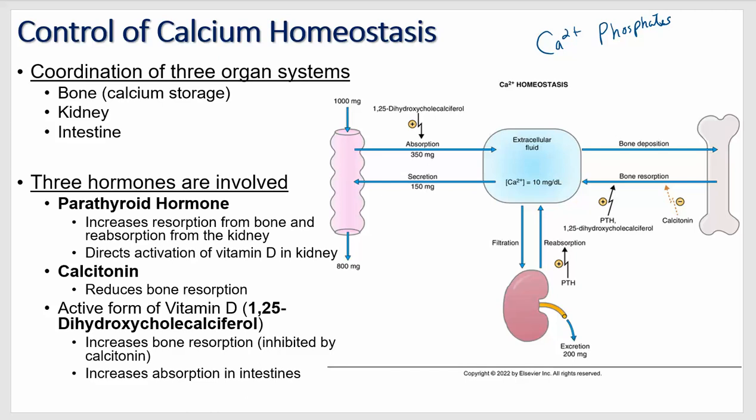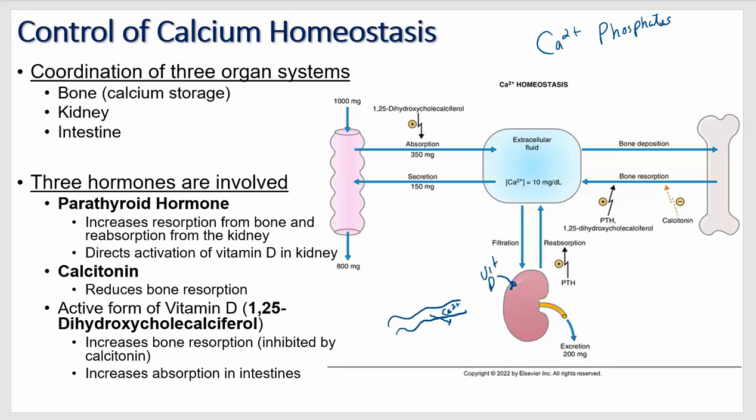It also directs the activation of vitamin D in the kidney. So we mentioned that vitamin D is activated in the kidney. Vitamin D is a hormone. Activated vitamin D is a hormone that has its effect in the intestines, which is going to allow you to absorb more calcium. So vitamin D increases calcium. So the active form of vitamin D increases calcium. It's just activated in the kidney.